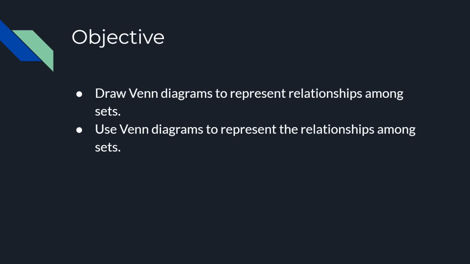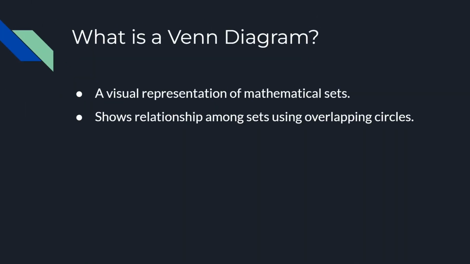Today we will learn how to draw and use Venn diagrams to represent the relationships among sets. Venn diagrams are a tool for visualizing sets and their relationships. By using overlapping circles, we can see how different sets interact, making complex relationships easier to understand.